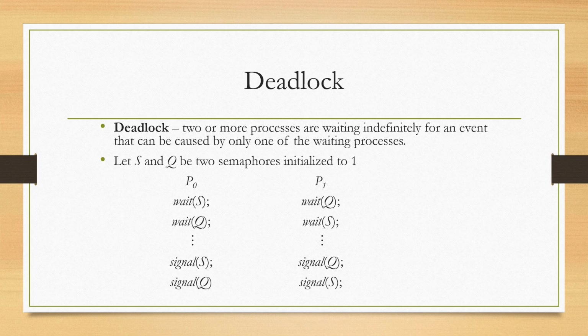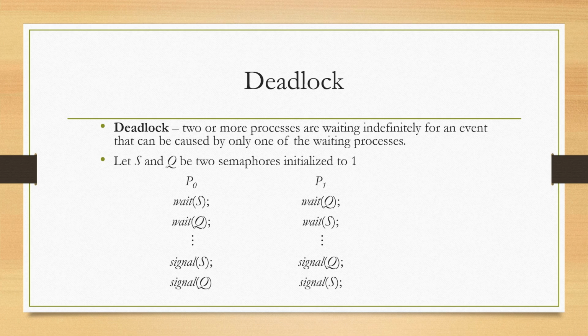Deadlock example: consider two semaphores, S and Q, each initialized to 1, indicating a single resource is available for each semaphore. Two processes, P0 and P1, are executing the following operations: P0: wait(S), P0 acquires resource S, wait(Q).